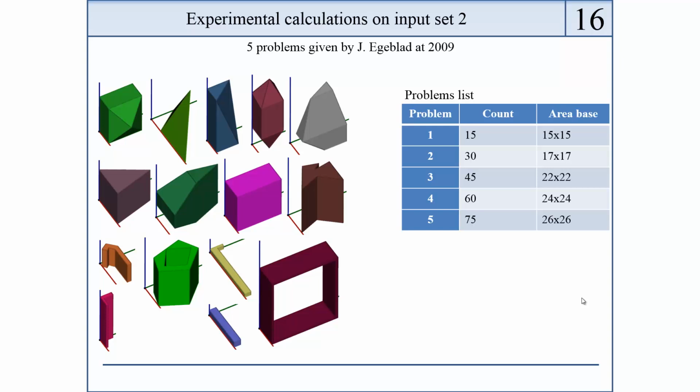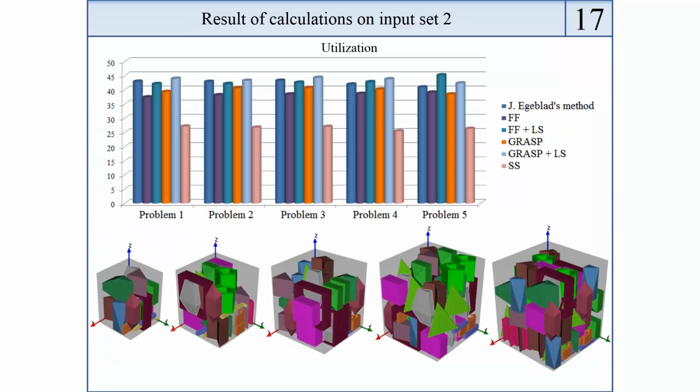Another set of input data contains 5 problems. It was presented in a paper by Jens Egeblad in 2009. Results showed that for the first 4 problems, the best solution was obtained using GRASP plus local search. For the last one, the best solution was obtained using first fit plus local search. Visualizations of best found solutions are also given.